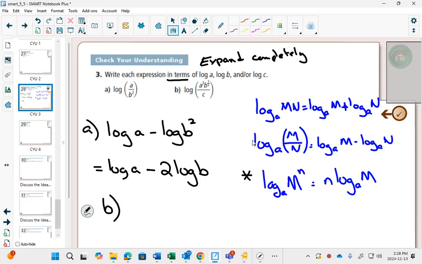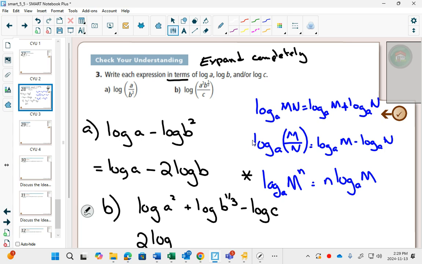Okay. In B, we can use the shortcut, remember the shortcut where if we had a bunch of things, whatever was positive would be in your numerator, and whatever was negative was in your denominator. We can use that same shortcut in the other direction. So I see in my numerator I have an A squared and a B to the 1/3. Those will be positive. And in my denominator, I have a C, so that will be negative. And then I can take those exponents and I can bring them out in front.